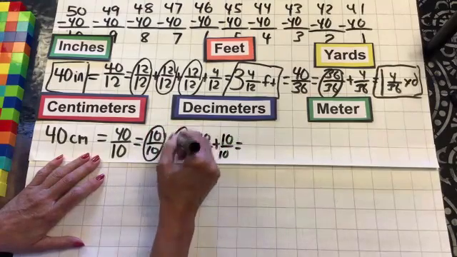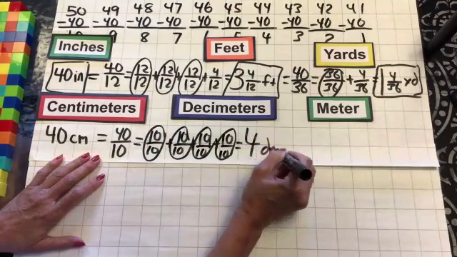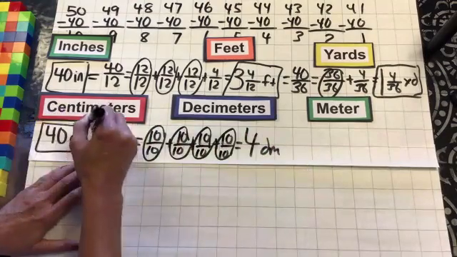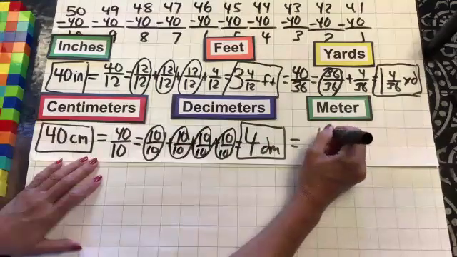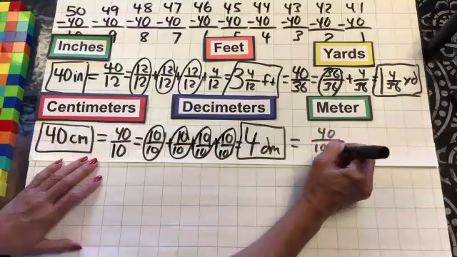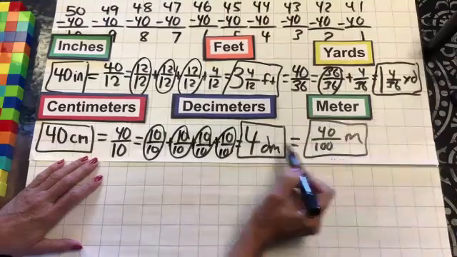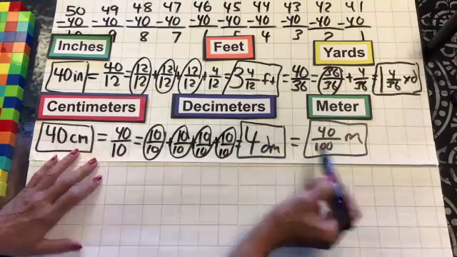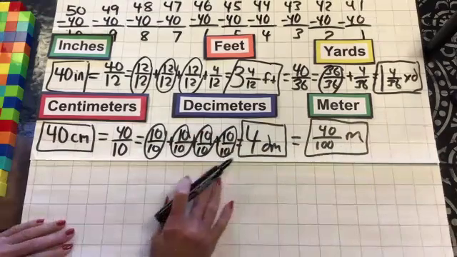We have 1, 2, 3, 4 whole decimeters. So 40 centimeters equals 4 decimeters, which equals 40 hundredths of a meter. And I box it, I square it, so that means those all equal each other. These are just our calculations circling to see how many whole.